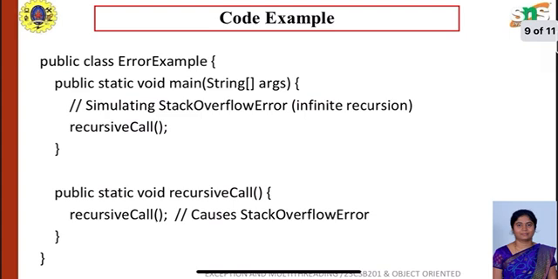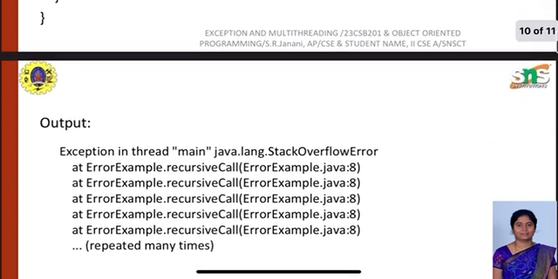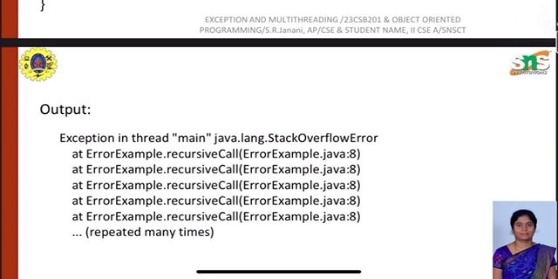Let's see an example. Here we are calling a recursive call, and inside the void recursive call, again we are calling the recursive call. This is an example of stack overflow error, which means the output will be an infinite number of recursive calls, with the error at the recursive call. It is repeated many times, and runs until the stack overflows.